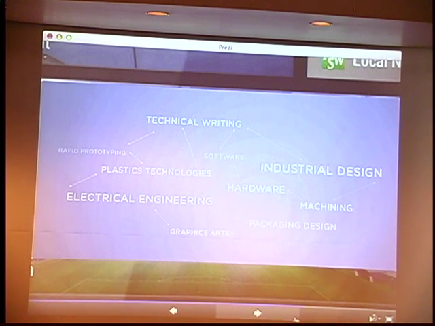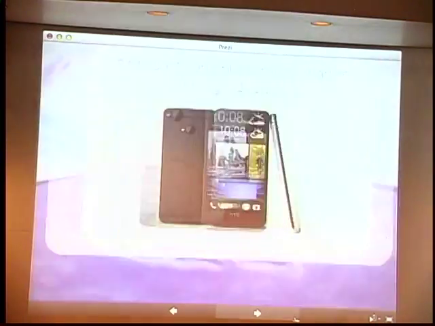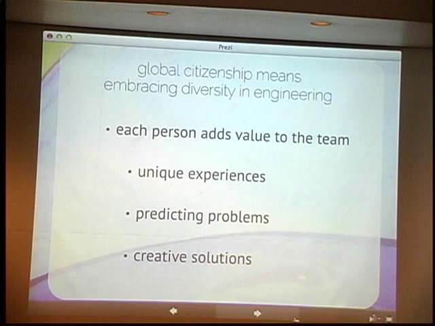But at the end of the day, if you want to be successful in engineering, the more you are able to interface with different people from different cultures and different backgrounds, the more successful you'll be in bringing that product to market. So ultimately, to me, global citizenship in engineering means each person adds value to the team.